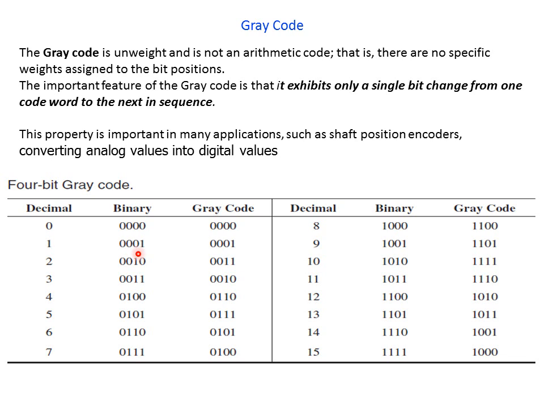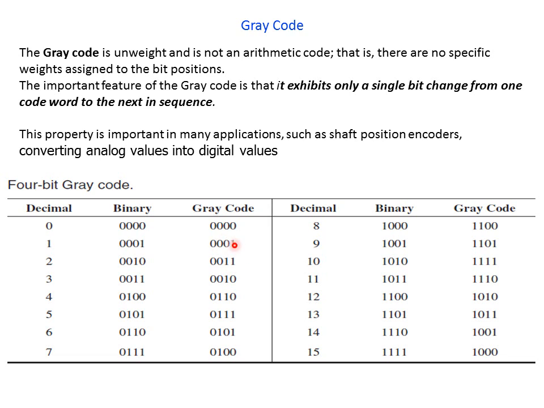From 1 to 2, there are 2 bit changes in the binary number system: 1 is inverted to 0 and 0 is inverted to 1. But in Gray code, the least significant bit remains the same, and only the next bit is inverted from 0 to 1.